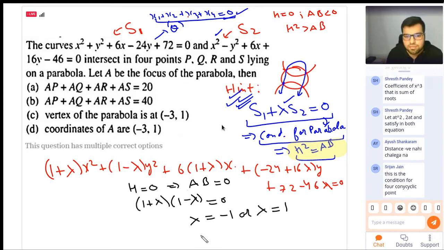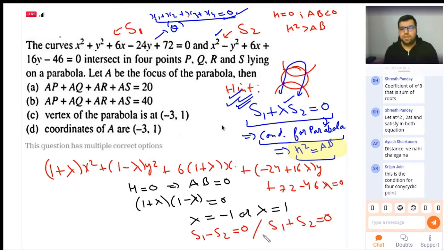S1 minus S2 equals 0. And when we put lambda equals 1, then it will become S1 plus S2 is equal to 0. So we have to see whether a parabola is being formed by S1 minus S2 equals 0 or S1 plus S2 equals 0. So in the next slide, I will do it.